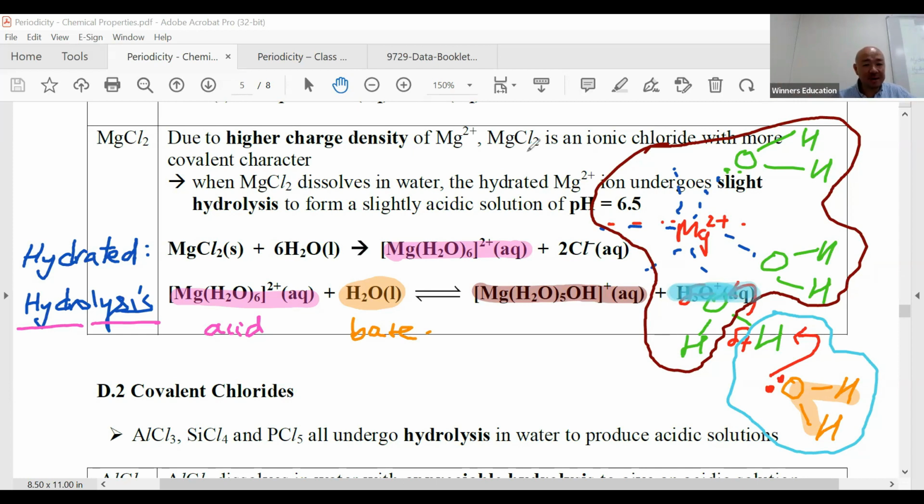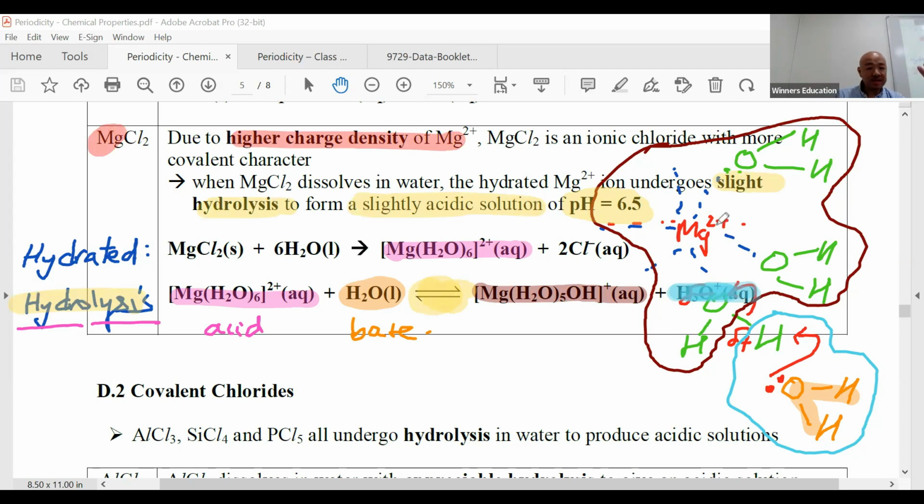Why isn't it higher but just 6.5? Simply because it's a reversible reaction. So it might reverse back. So the H plus that comes out won't be a lot. So you get only a slightly acidic solution. Now, why once again is it only like that? Why only slight hydrolysis? Why reversible? Simply because magnesium, yes, it has a higher charge density, but it's still not too high compared to the next one. So it's still not very high.